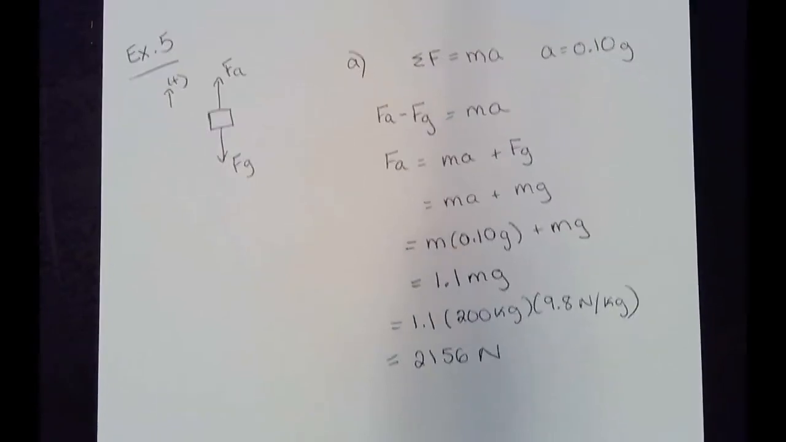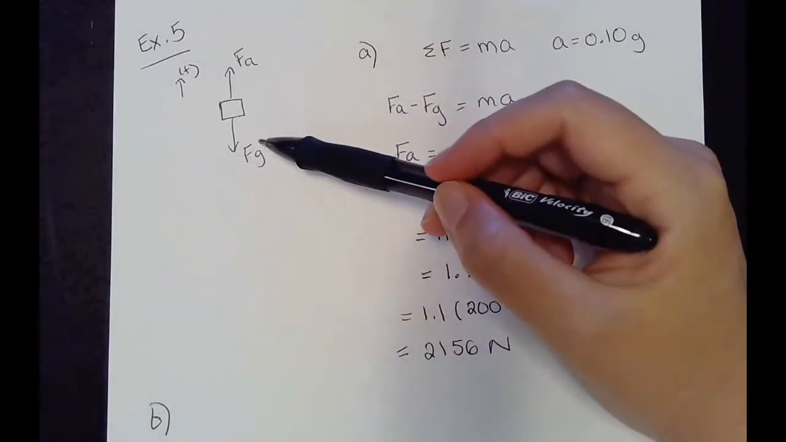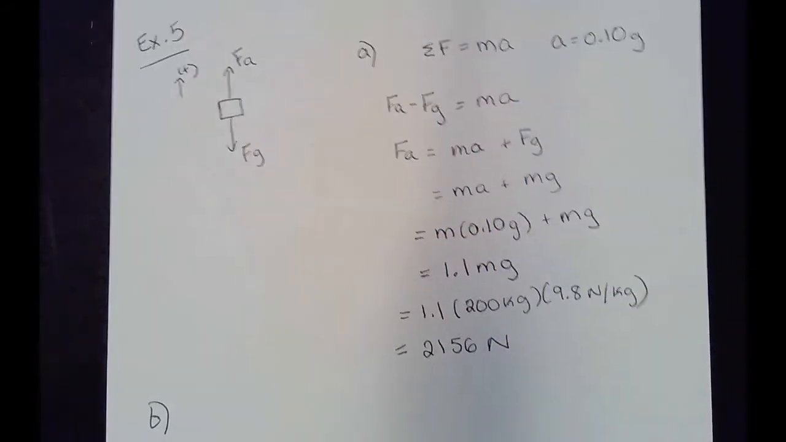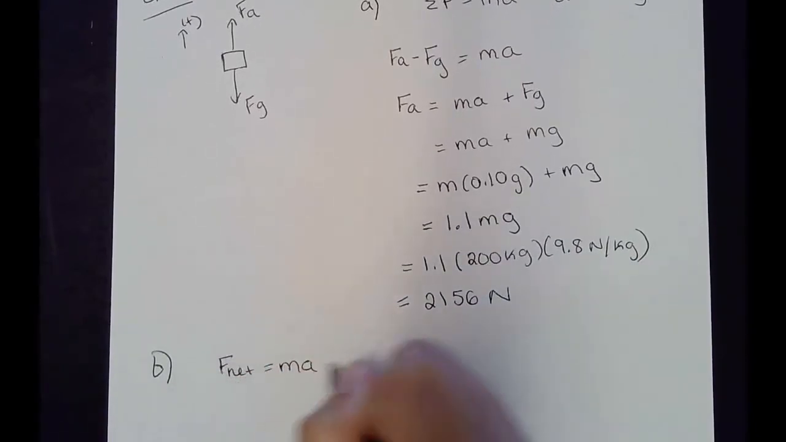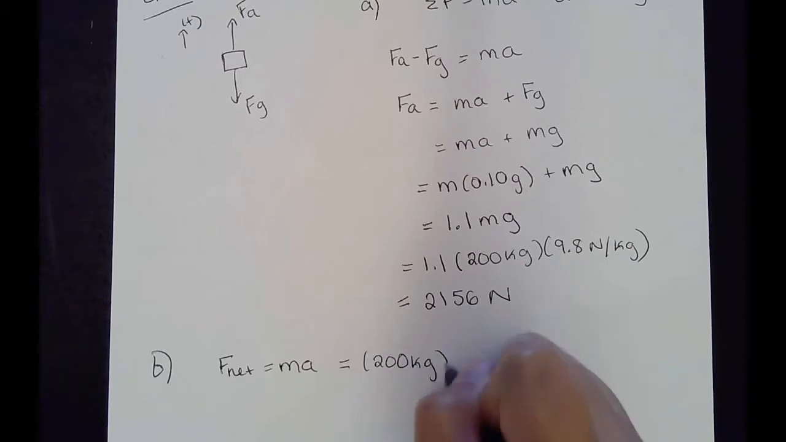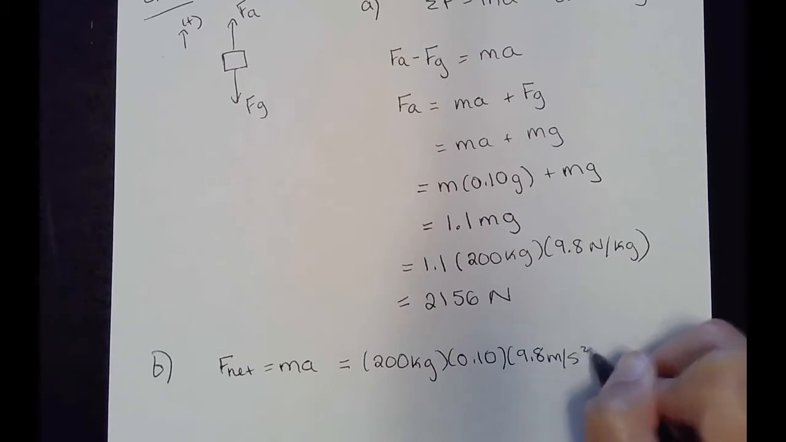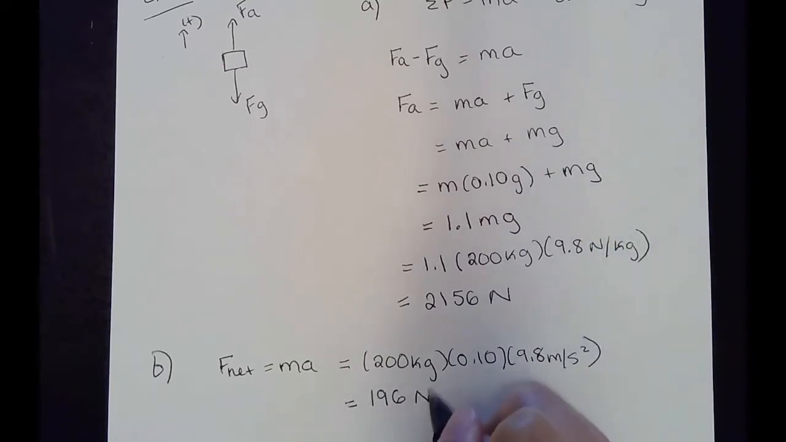All right, now for part B, we want the net work done. Remember, there are two options in order to find the net work done. We could either add up the work done by each force acting on the object, or we can use the net force. Since we have the acceleration this time, I will just use the net force. So the net force, F net, equals ma. It's in the y direction this time. So this is going to be 200 kilograms times 0.1 times 9.8 meters per second squared, or newtons per kilogram, since we have an acceleration of 0.1 g's. Okay, and that is 196 newtons.